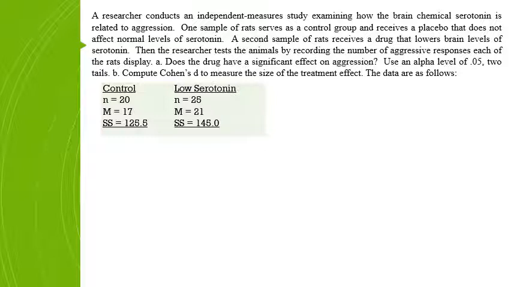So the question A is, does the drug have a significant effect on aggression? Use the alpha level of 0.05 two-tail to determine. Part B is to compute Cohen's d to measure the size of the treatment effect. And here's the data that you're given.